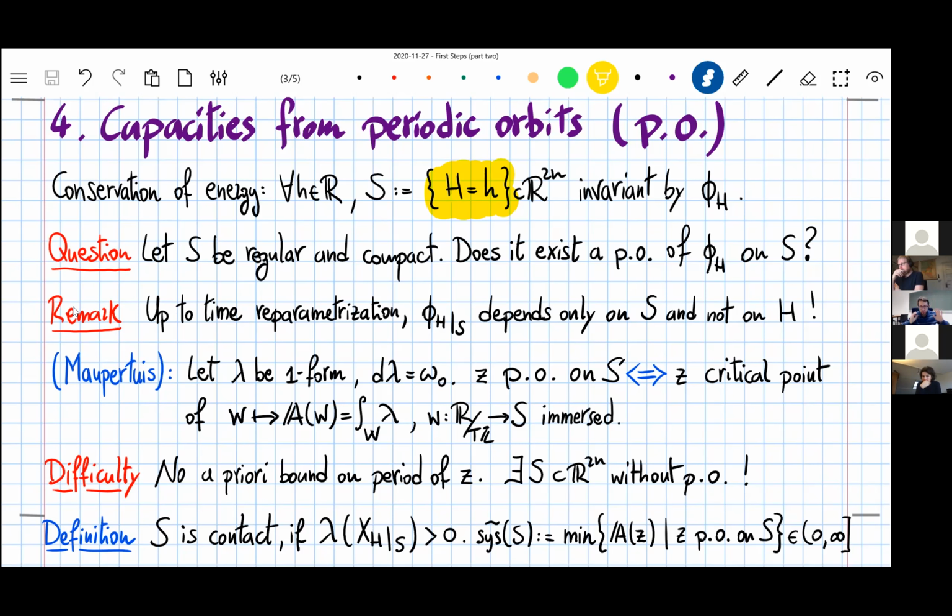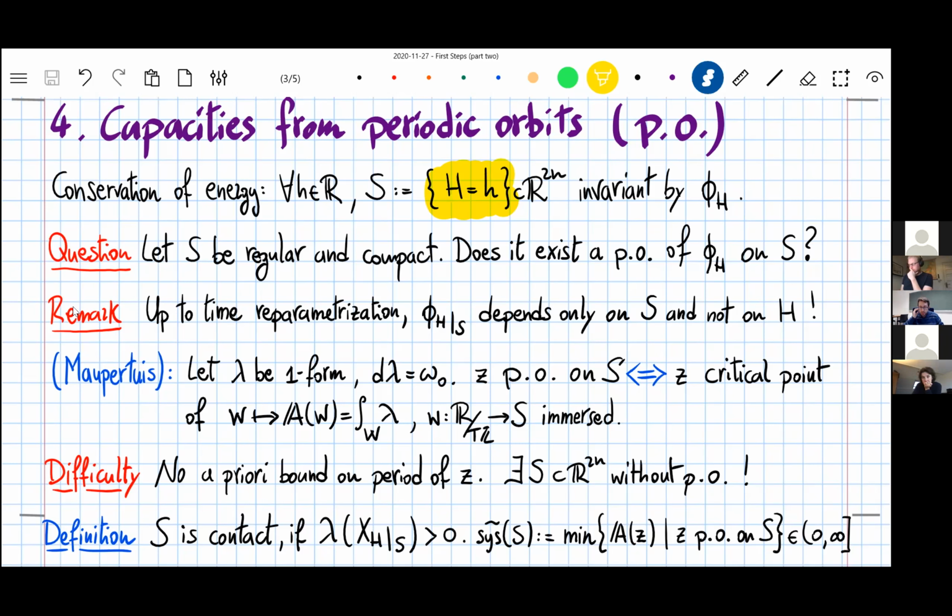Now, this is very nice geometrically, but in practice it's difficult to apply this principle as it's stated, because one problem is that you don't know which period you expect from your periodic orbits. Also, when you do calculus of variations, most of the time you work with an infinite dimensional space, so you need some compactness properties. And if you cannot give a bound on the period, then you run into problems, having cases where you don't have periodic orbits. And this actually can happen. There are examples of a hypersurface with no periodic orbits. So you need to impose some conditions on the hypersurface.